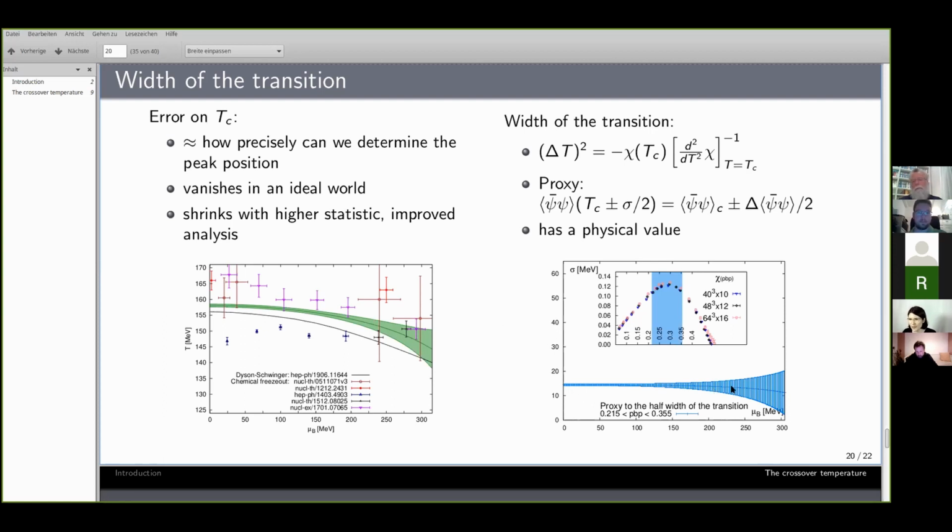How we did this extrapolation is we calculated the point where the chiral condensate is 0.215 and the point where the chiral condensate is 0.355. We extrapolated those contours. They are in the paper if you want to see the plots. And then we took the difference as width, and because these curves lie so nicely on each other, that works fairly well, and it looks so constant.